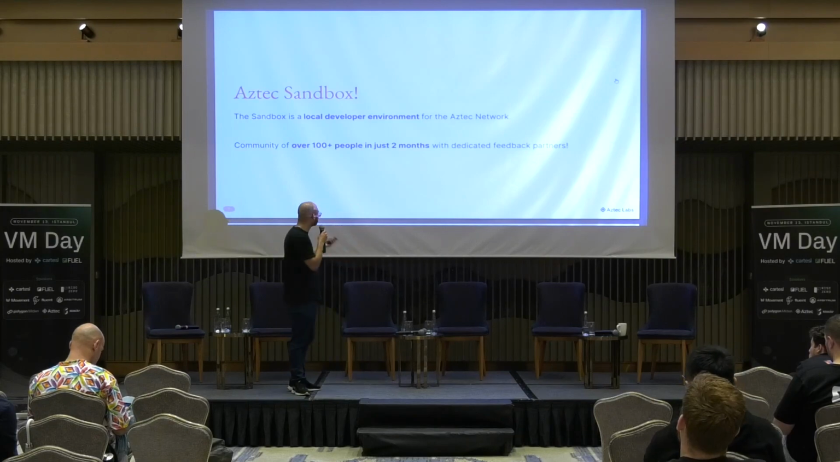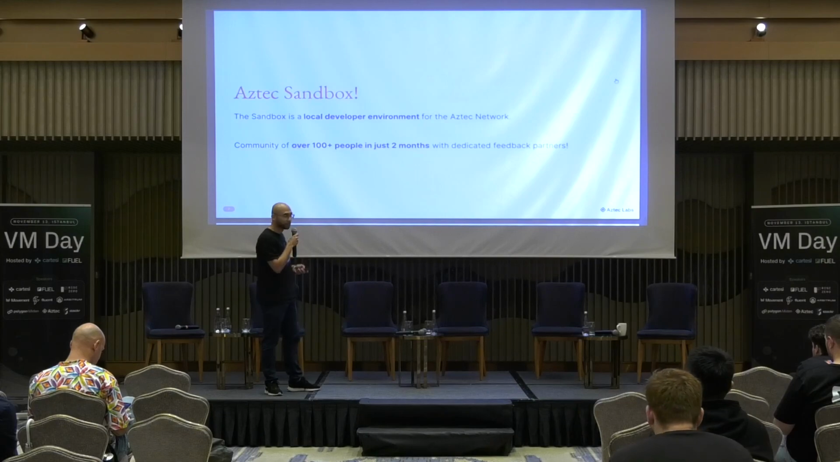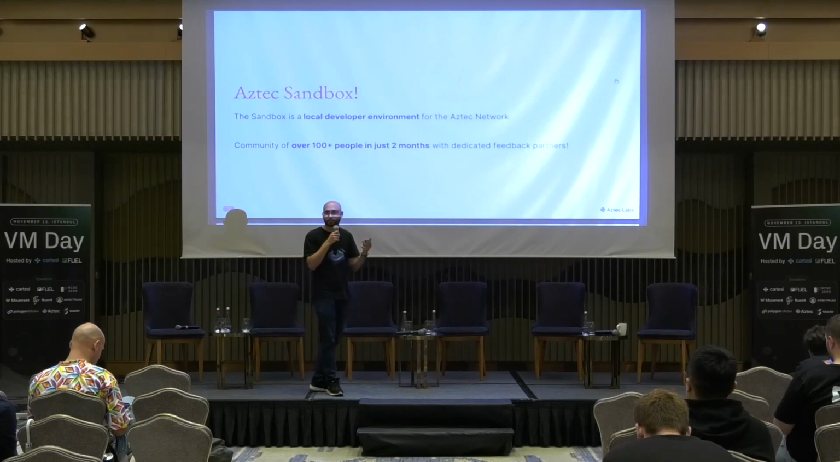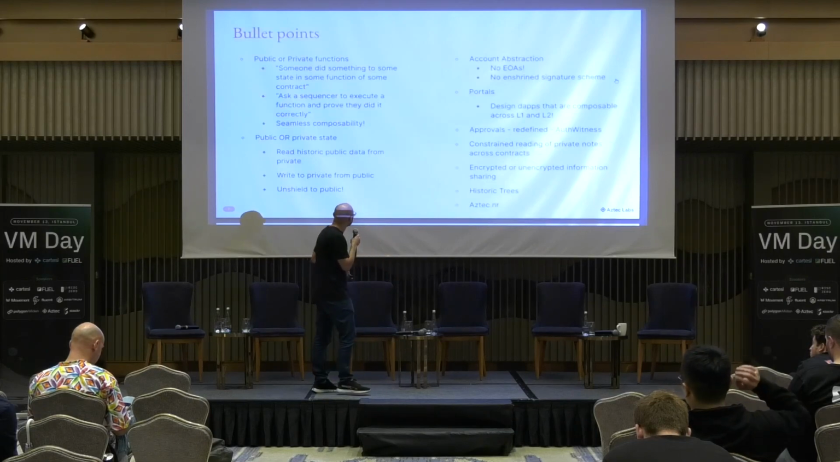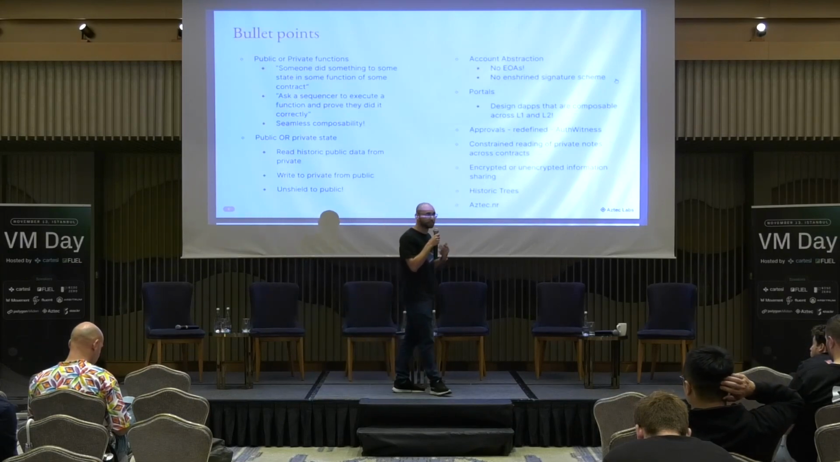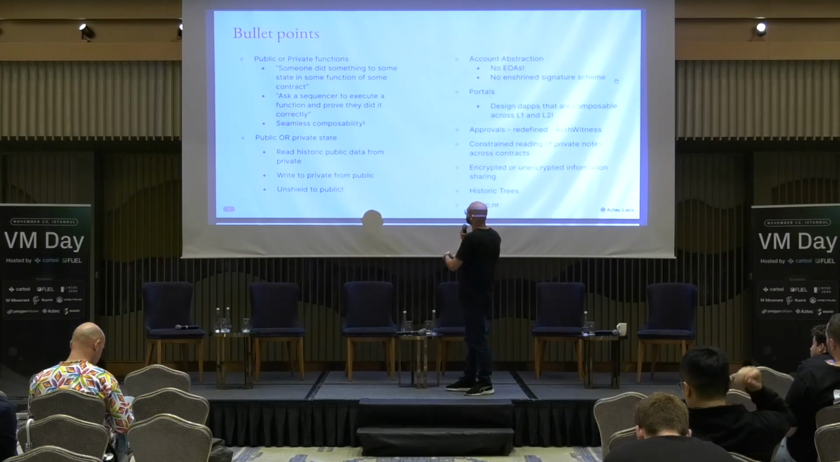Just in the last 2 months, we've seen hundreds of developers and companies already building on us. And we have a lot of dedicated feedback partners that are helping us think about new standards, new ways of building things. But what exactly can you build? What are the features of this new fancy virtual machine or blockchain that we're building? One of them, as I've said, public state, public functions, but also private functions.